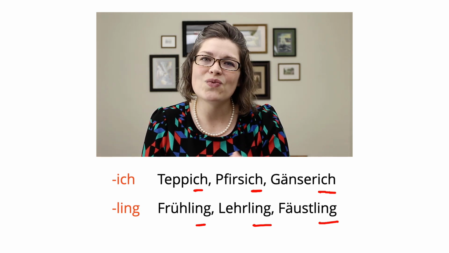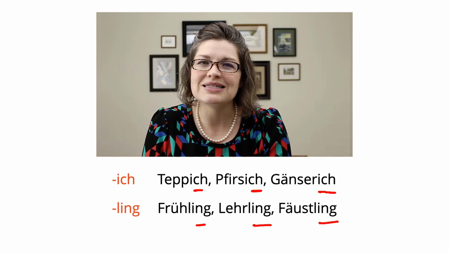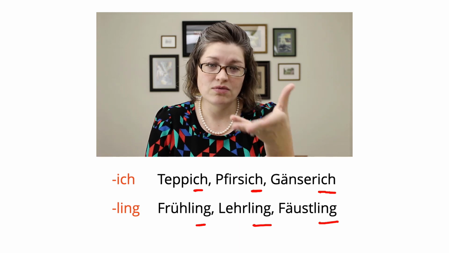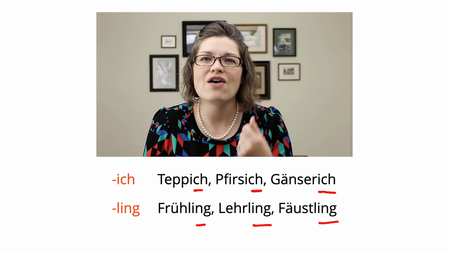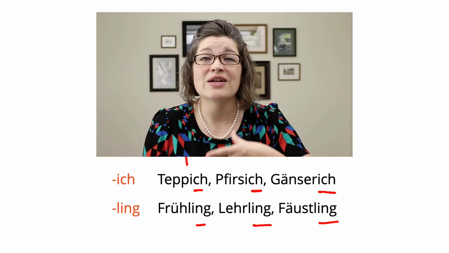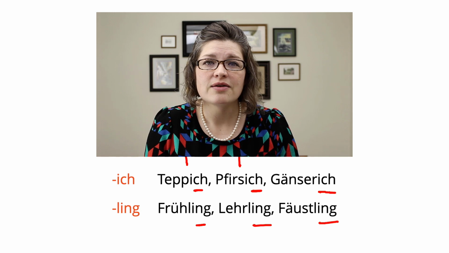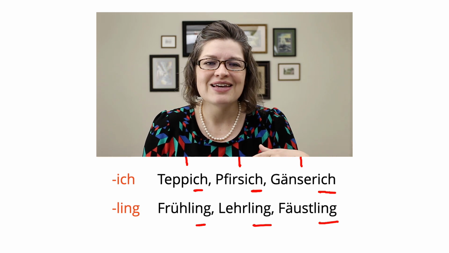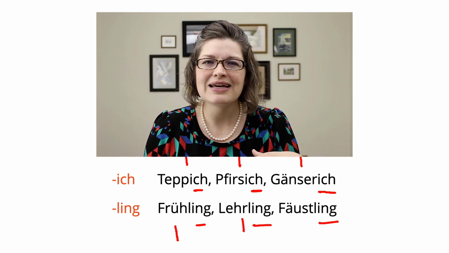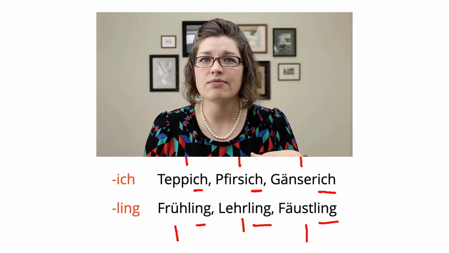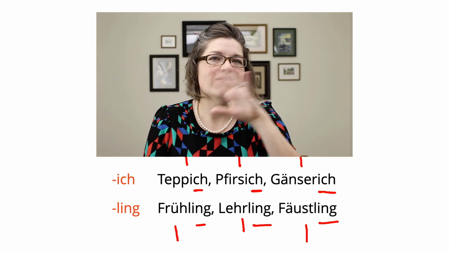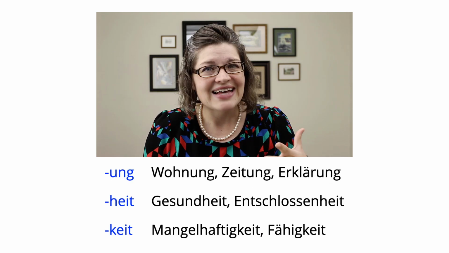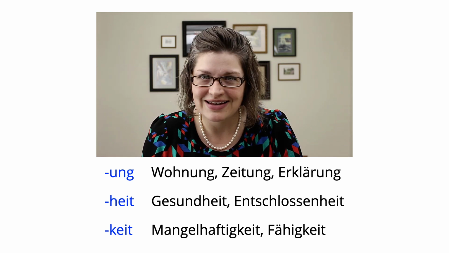And then you also see with the nouns that have particular endings that they won't have anything in common, right? The only thing that gives them their, say, masculine gender is the fact that they have a masculine ending. So Teppich means carpet or rug, Pfirsich means peach, and Gänserich is a male goose. Okay, Frühling is spring, the season of the year. Lehrling means apprentice, and Fäustling means mitten. Okay, so these nouns have nothing in common, but what makes them masculine is their ending. Lastly, I have 3 top feminine endings for you to learn.